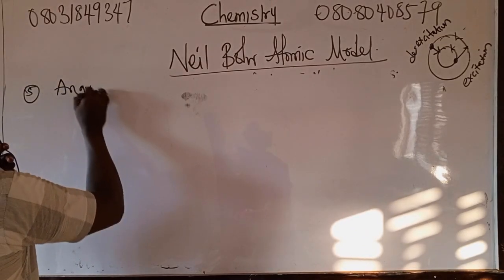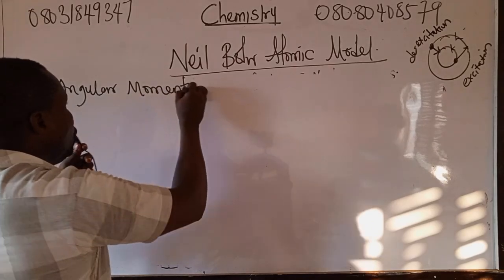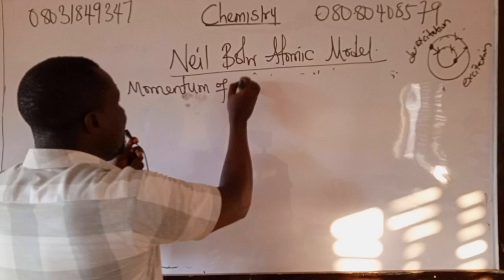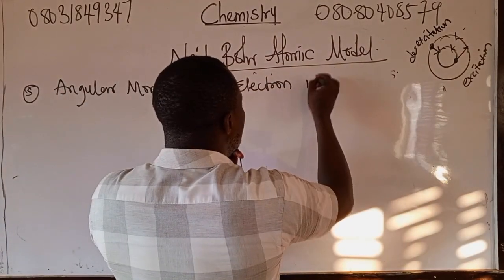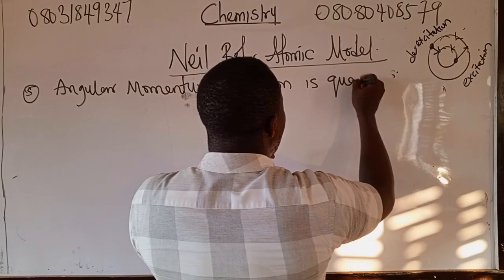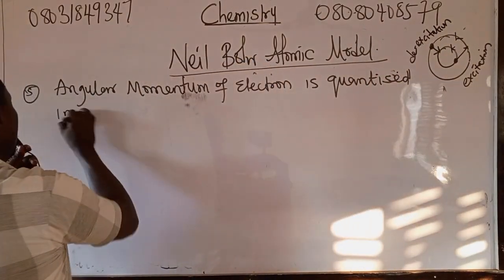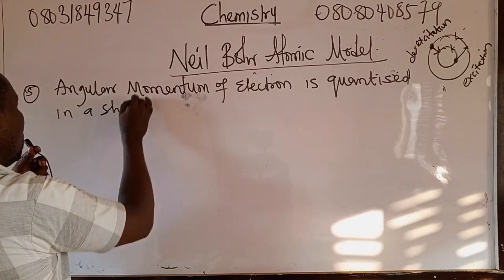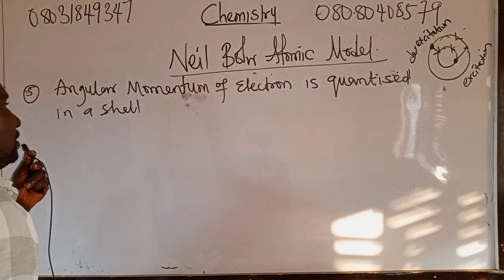Number 5: The angular momentum of an electron is quantized in a shell.